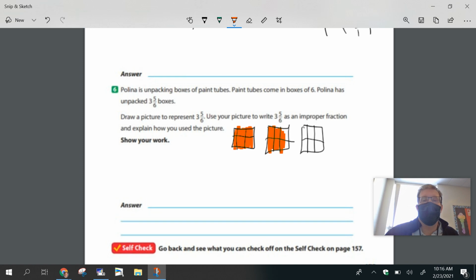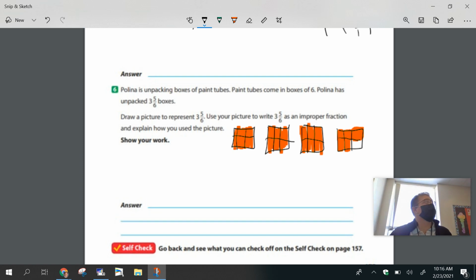One whole, 2 wholes, 3 wholes. And yes, you could have different shapes as long as they are divided into 6 pieces. Okay, 6 pieces. So we have 3 wholes, 5 of the 6. 1, 2, 3, 4, 5. So 3 and 5/6.